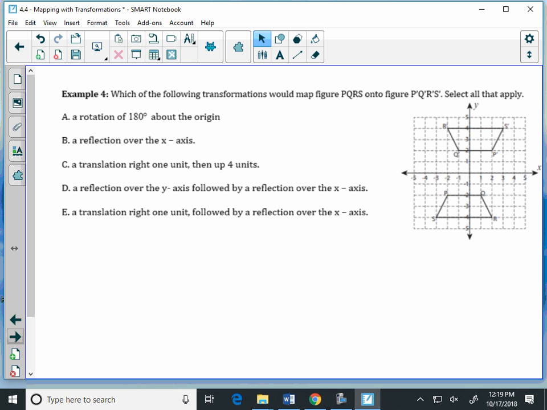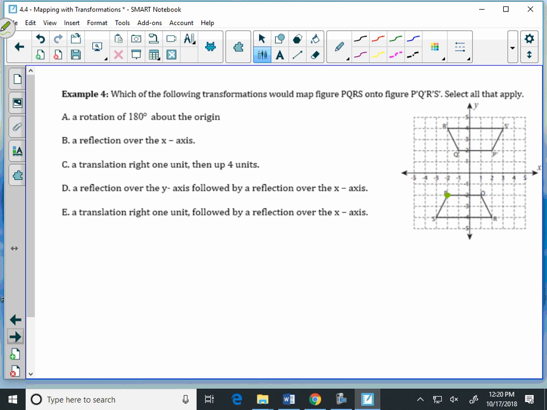Example 4 says, which of the following transformations would map figure PQRS onto P prime, Q prime, R prime, and S prime? Select all that apply. You have to select all that apply once again. So you just have to go down your list. Circle the ones that work. Okay? So A is saying a rotation about the origin 180 degrees.